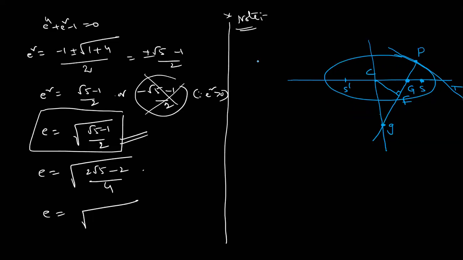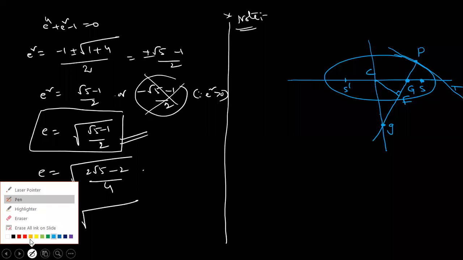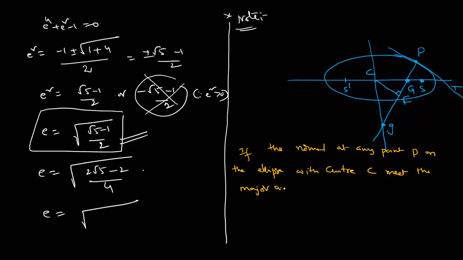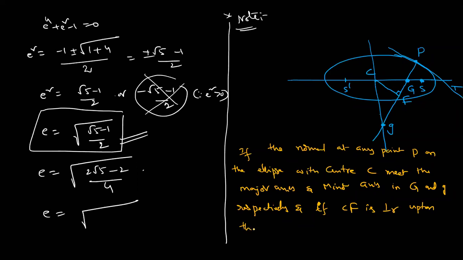Point number 1. If the normal at any point P on the ellipse meets the major axis and minor axis in G, capital G and small g respectively, and if CF is perpendicular upon this normal, then point number 1.